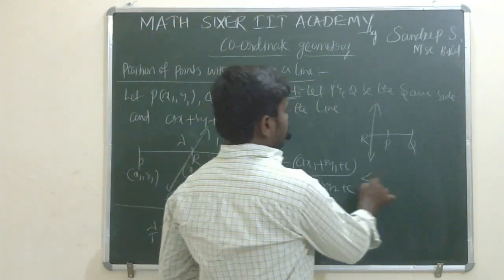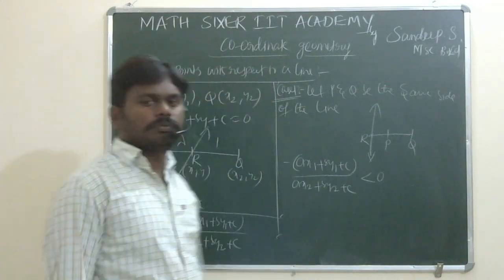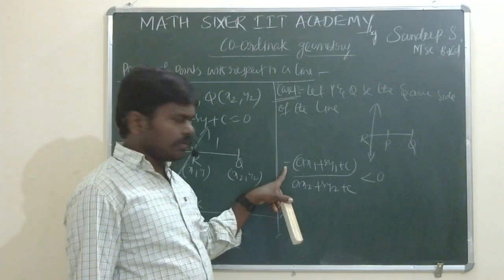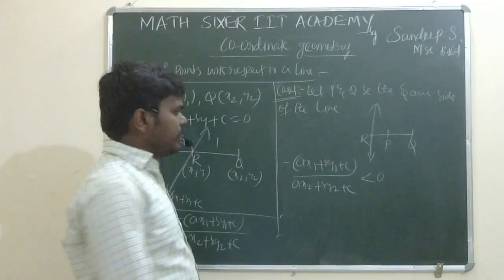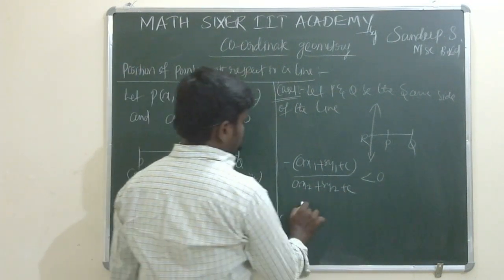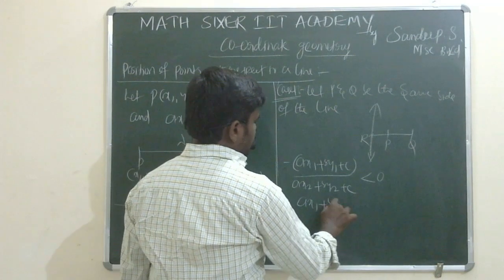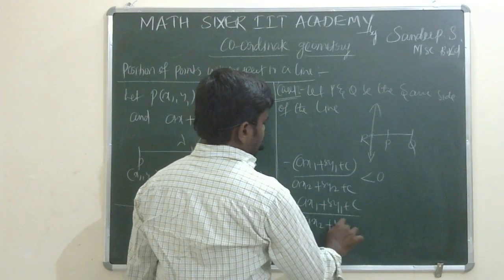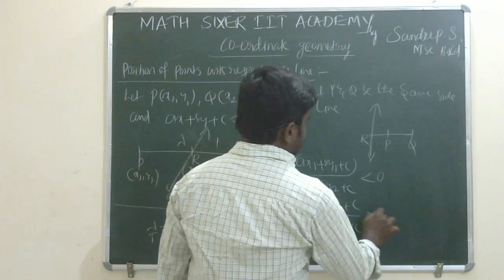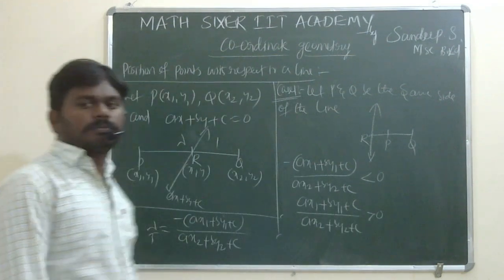So negative means less than 0. Now the minus symbol is there, so multiply both sides by minus. When you multiply by minus, the inequality symbol will change. That means (ax1 plus by1 plus c) divided by (ax2 plus by2 plus c) is greater than 0.